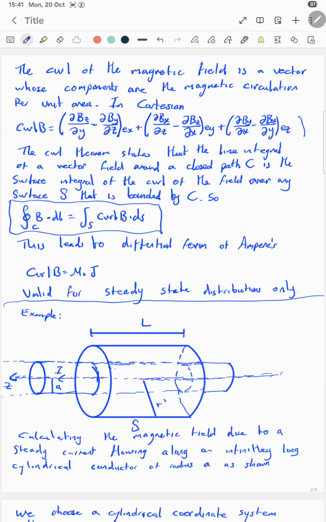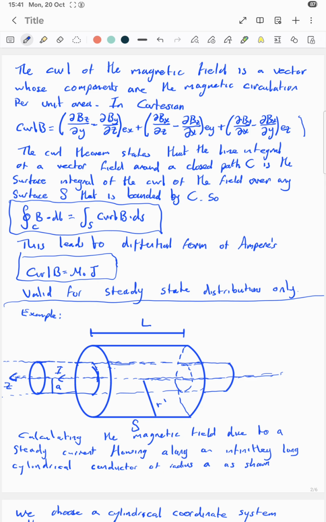Now, this leads to the differential form of Ampere's law. Curl of B equals the permeability of free space times the current density, and it's valid for steady state distributions only. Now, I'll give an example below.